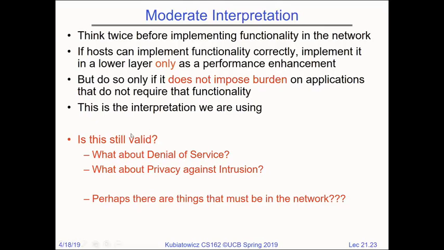Now, is this modern interpretation still valid today? Yes. But you've got to think about some things that the network exclusively can help with, like denial of service, like privacy against intrusion. So perhaps there are things that can only be done well in the network and need to be there to help the end hosts, especially when you start talking about trust and privacy. Questions?